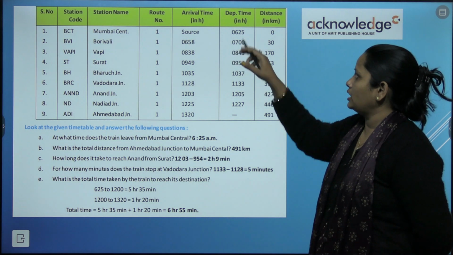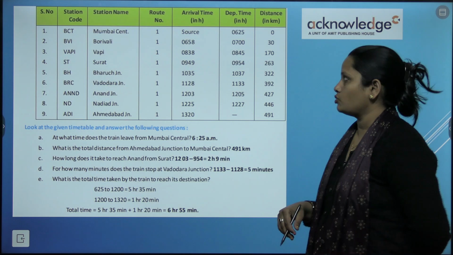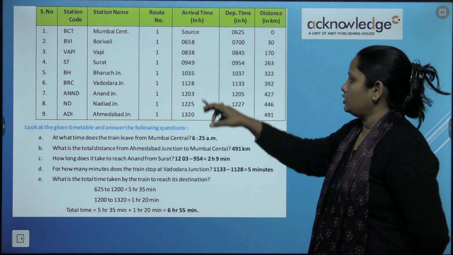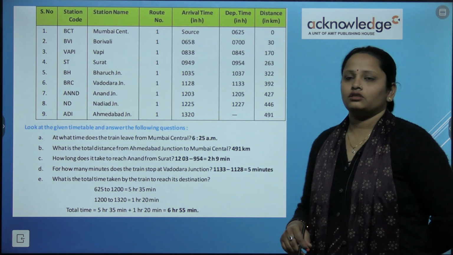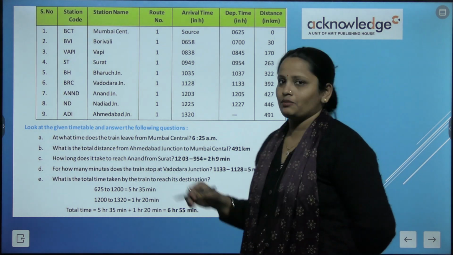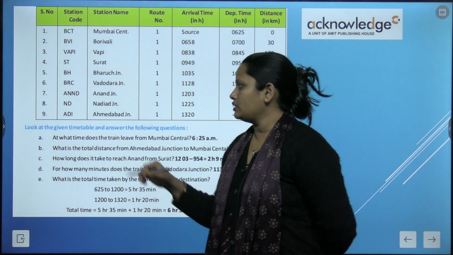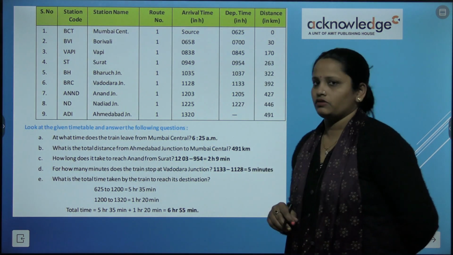Here, अब ये कब start होगी? 6:25 means 6 बजे सुबह. And it will reach Ahmedabad at 13:20, which means 1:20. दोपहर के 1:20 पे ये अहमदाबाद पहुंच जाएगी. Look at the given table and answer the given questions.